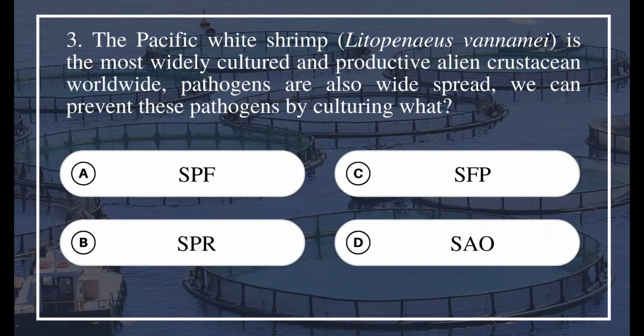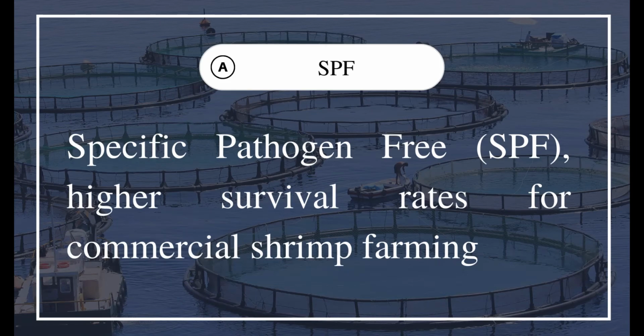3. The Pacific white shrimp, Litopenaeus vannamei, is the most widely cultured and productive alien crustacean worldwide. Pathogens are also widespread. We can prevent these pathogens by culturing what? A. SPF. B. SPR. C. SFPD. D. SAO. The answer is A. SPF.